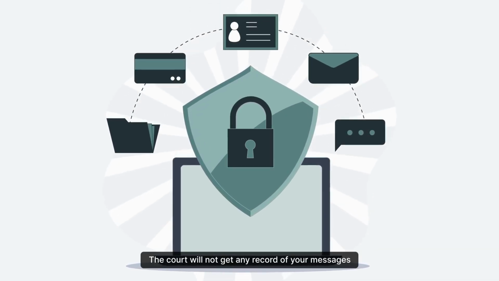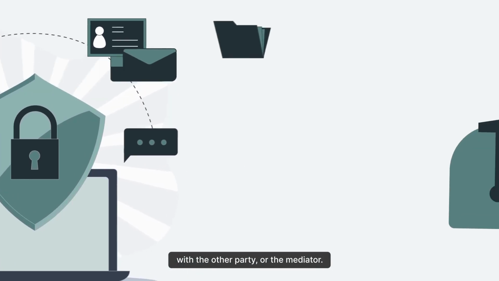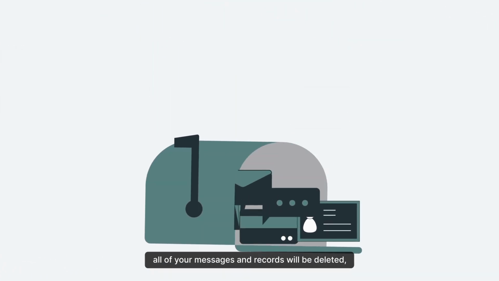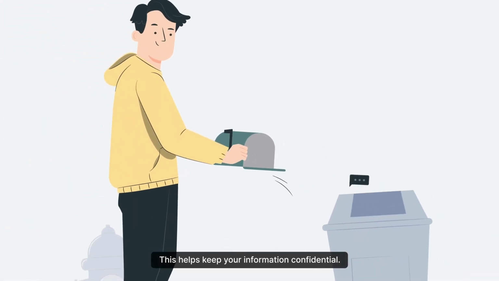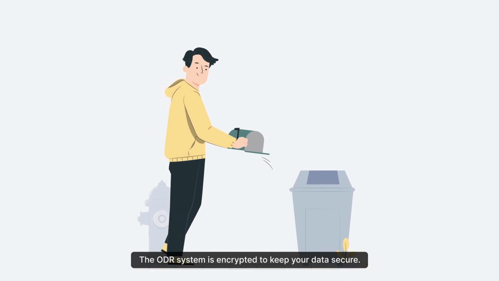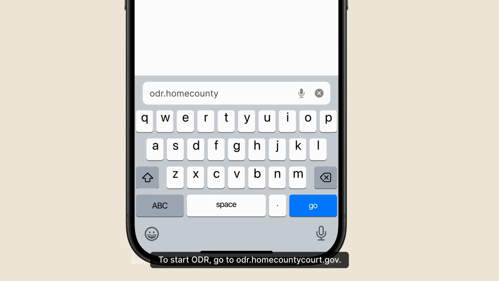The court will not get any record of your messages with the other party or the mediator. No matter how your ODR process ends, all of your messages and records will be deleted, except for any agreement you make. This helps keep your information confidential. The ODR system is encrypted to keep your data secure. To start ODR, go to odr.homecountycourt.gov.